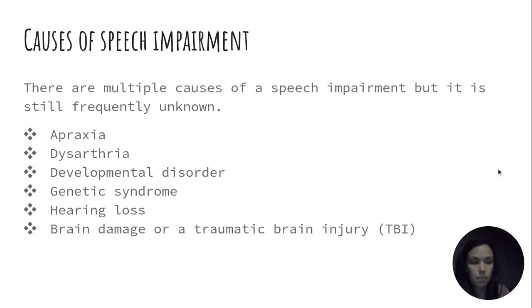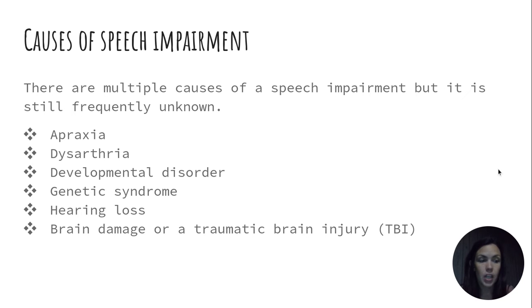Causes of speech impairment: there are multiple causes, but it is still frequently unknown why. But these are just a few that may cause speech impairment. Apraxia, which is when the brain has issues with sending a message about what muscles to use and how to use in your jaw, your mouth. It's like a misfire of communication. It's not common for children, but it can present.